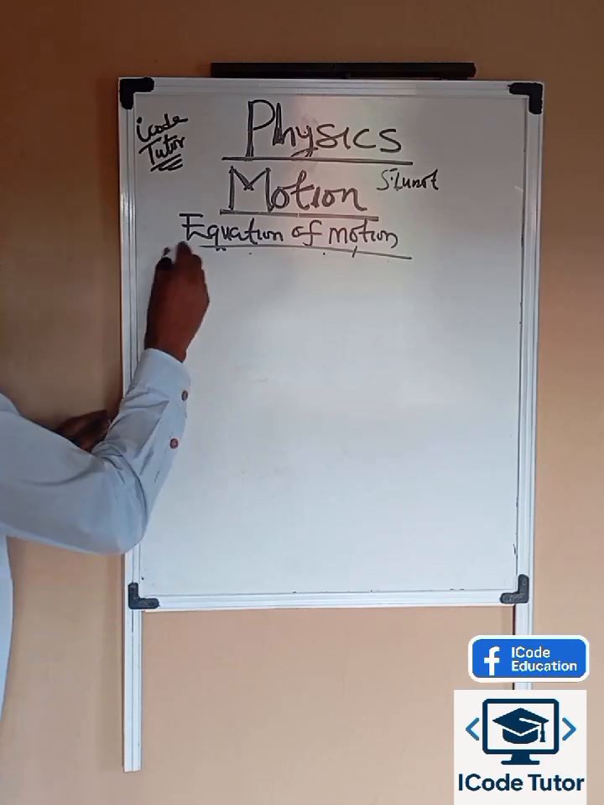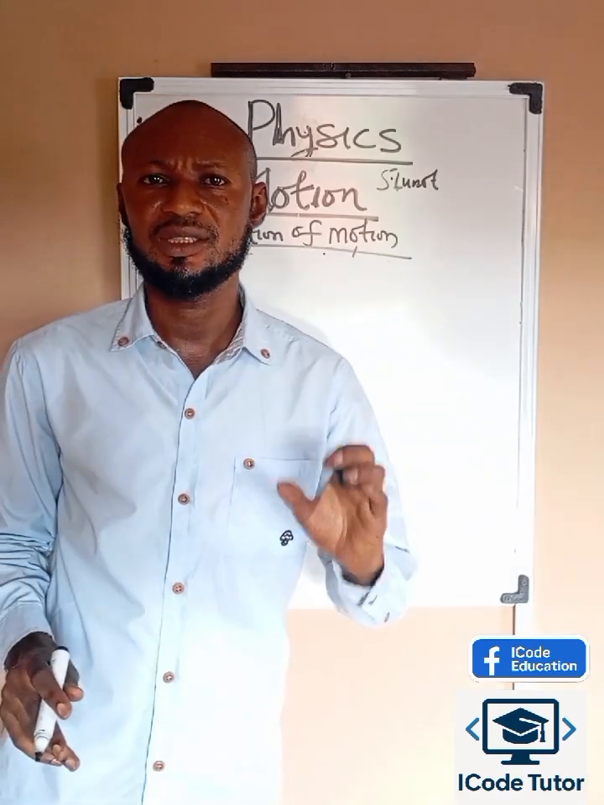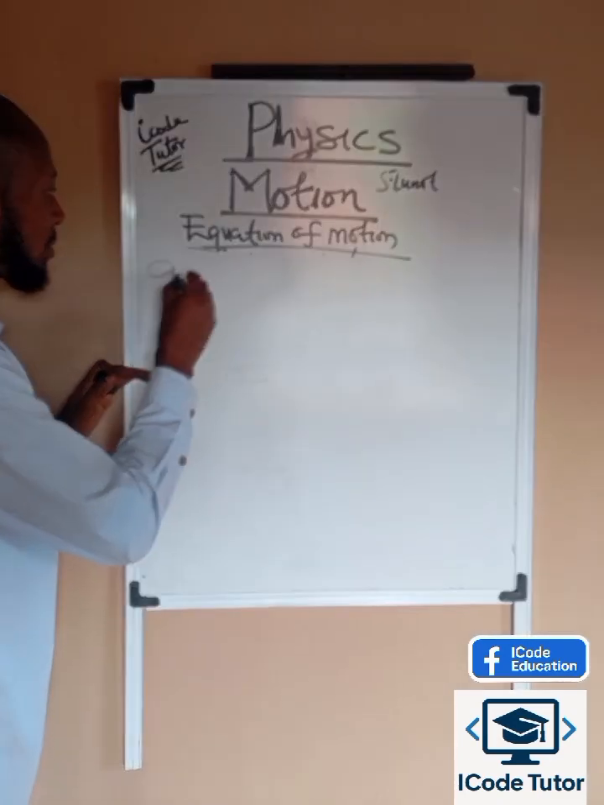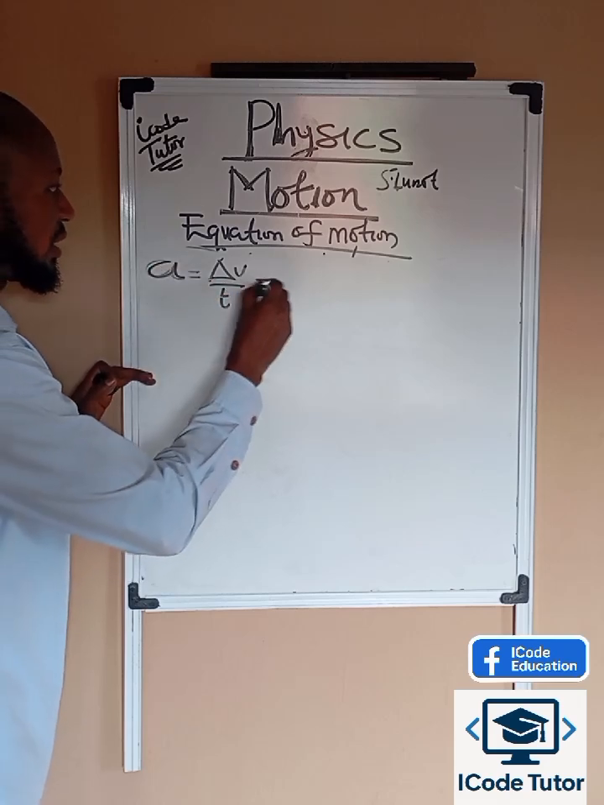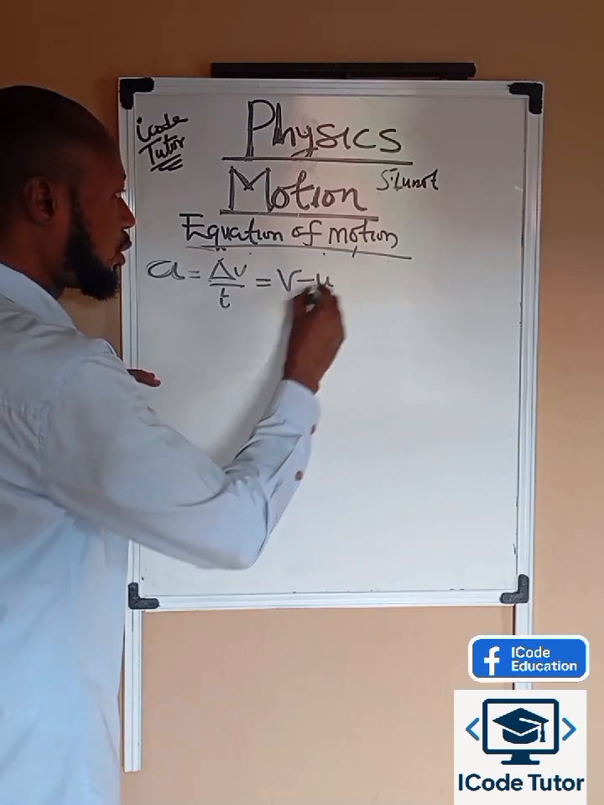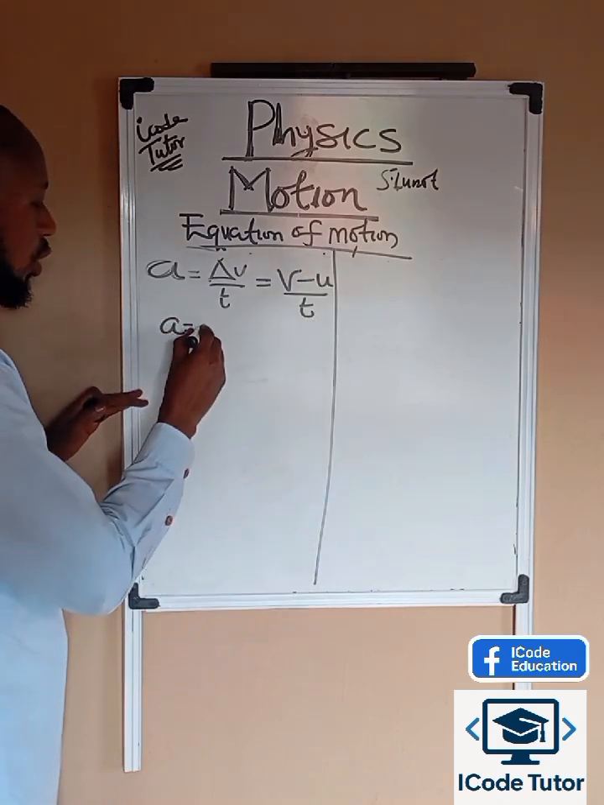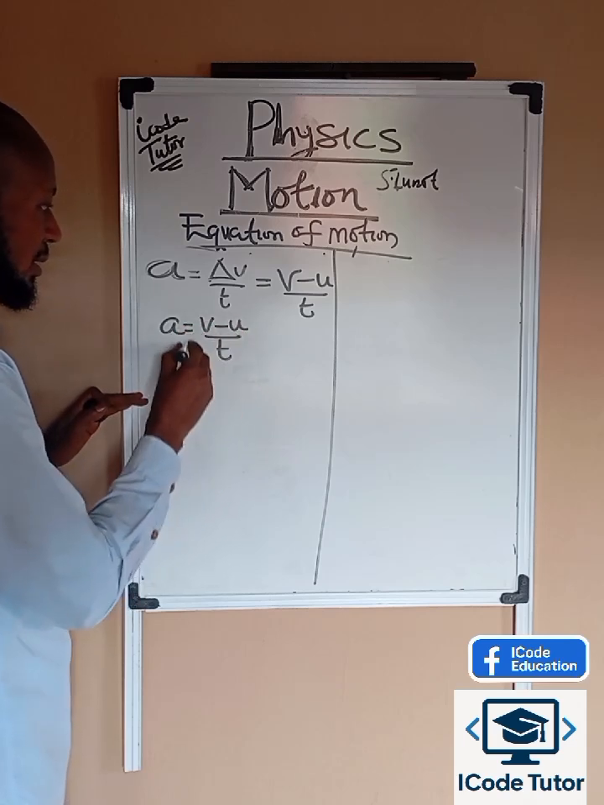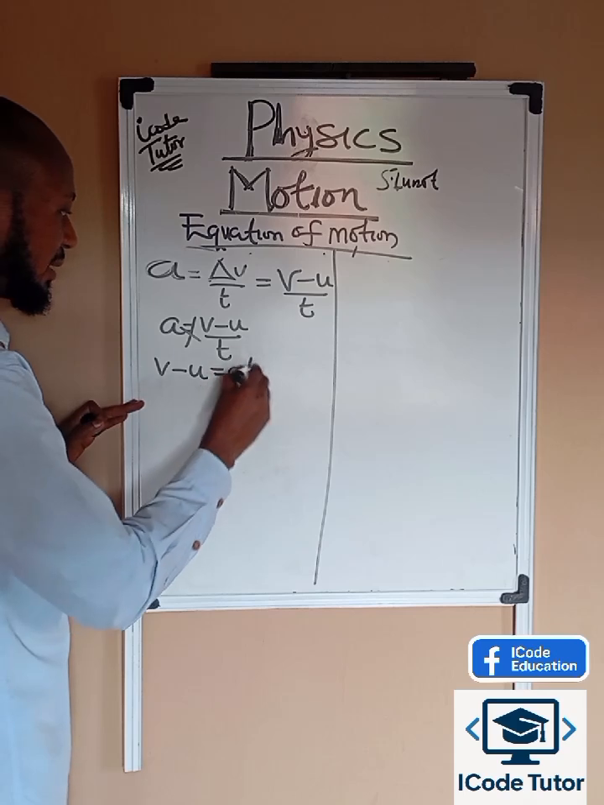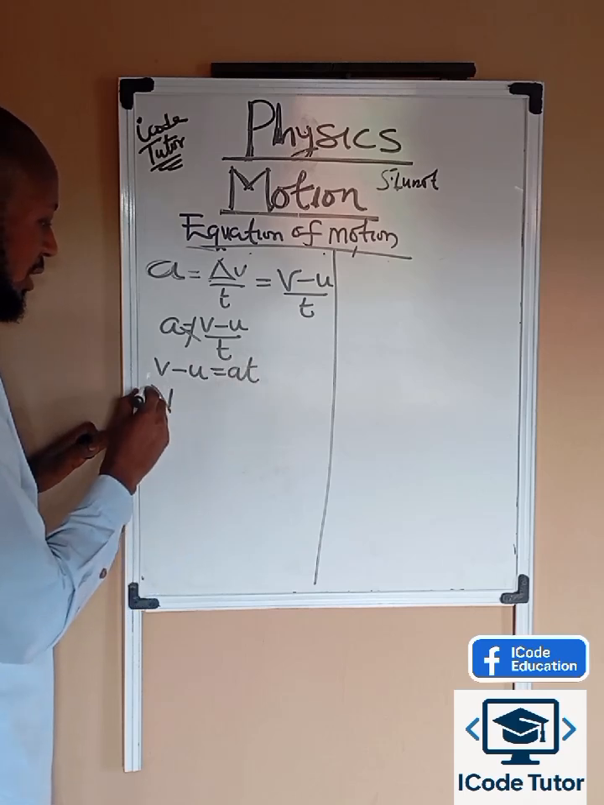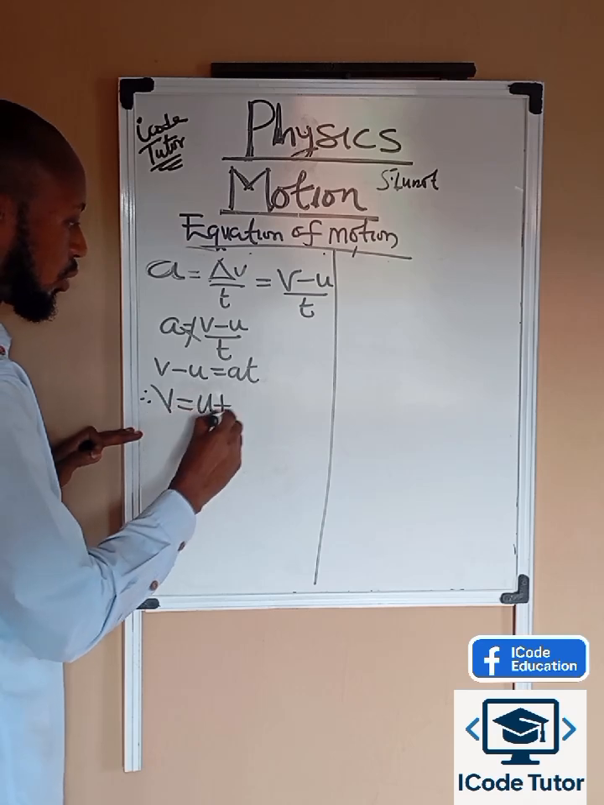The first thing is from acceleration. Acceleration is the rate of change of velocity with time. That means A equals change in velocity all over time taken, which is the same thing as V minus U all over T. That is A equals V minus U all over T. Now let's cross multiply. This will be V minus U equals AT. Let's make V the subject. Therefore, V equals, taking negative U to the other side, it becomes positive U. That's V equals U plus AT.